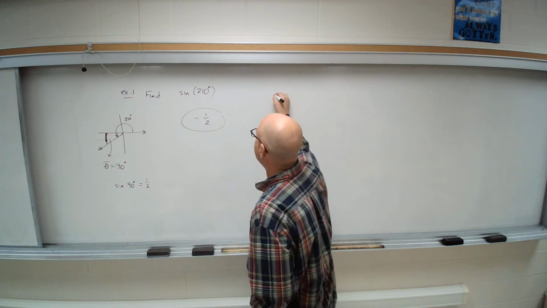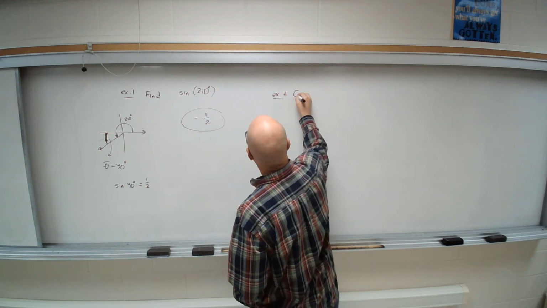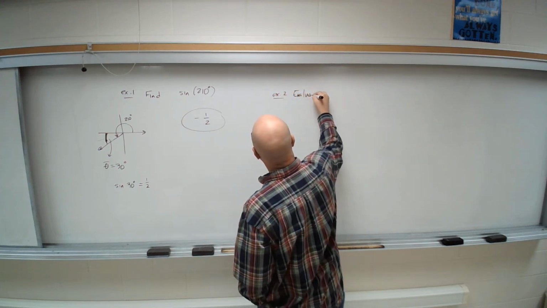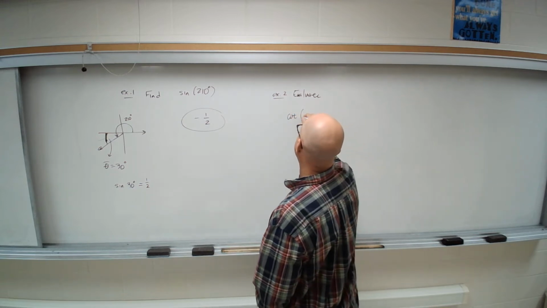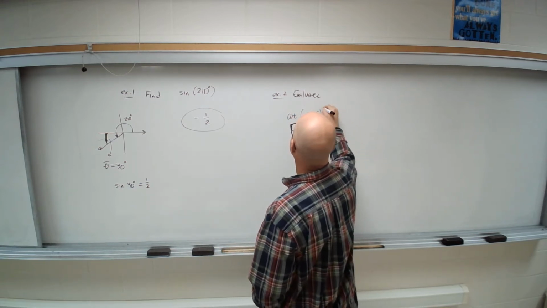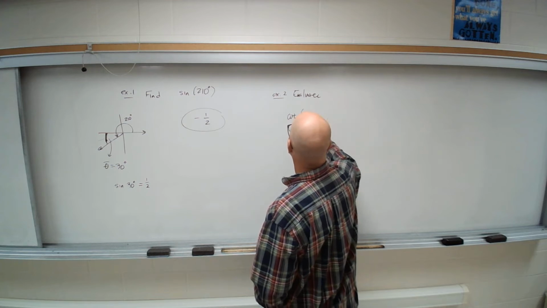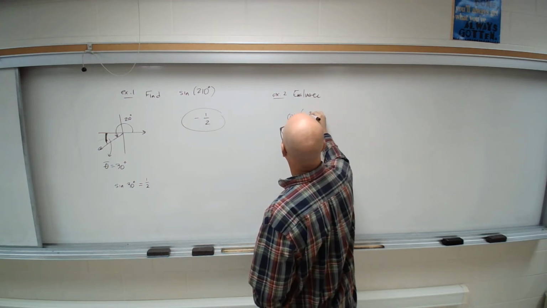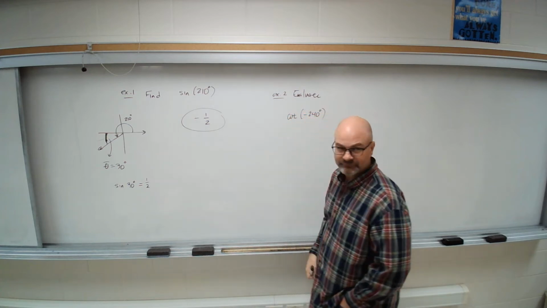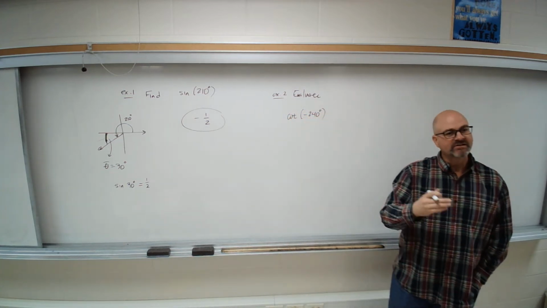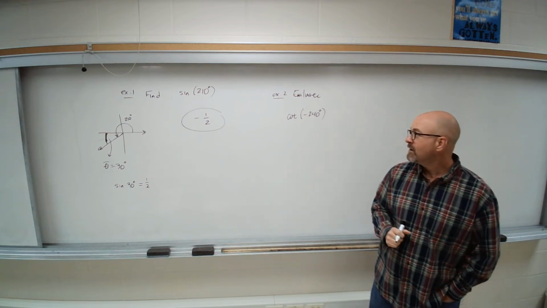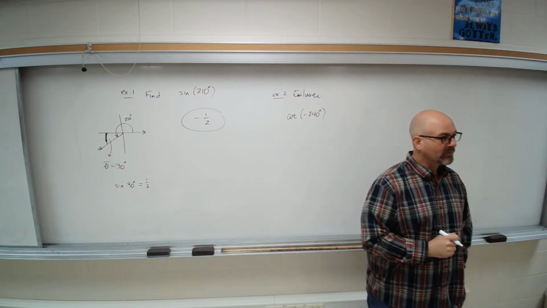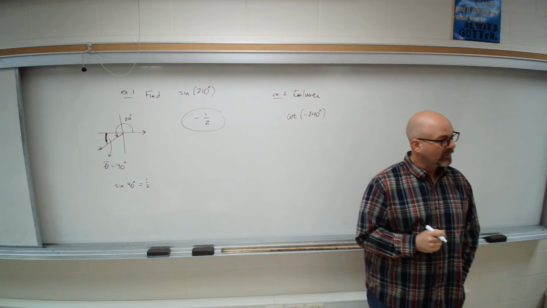Okay, so we want to evaluate, how about the cotangent of negative 225 degrees? Oh, let's do it more interesting. How about negative 240 degrees? Okay. So the cotangent of negative 240 degrees. First thing I realize, I really don't like negative angles. So I'm going to find a coterminal angle.